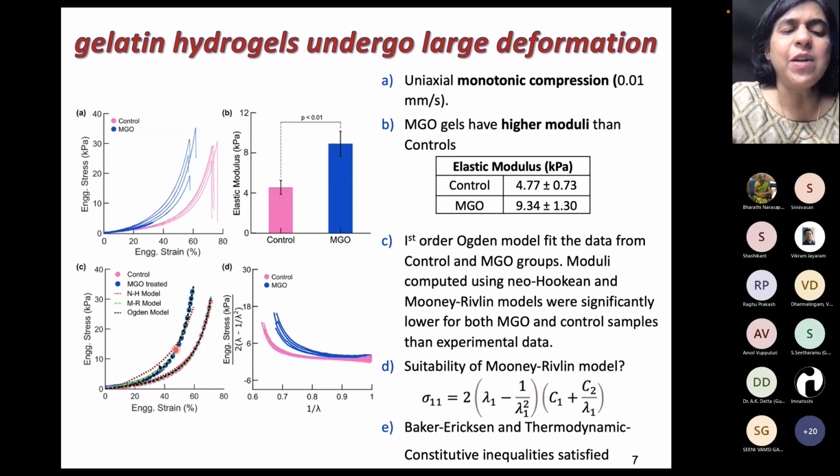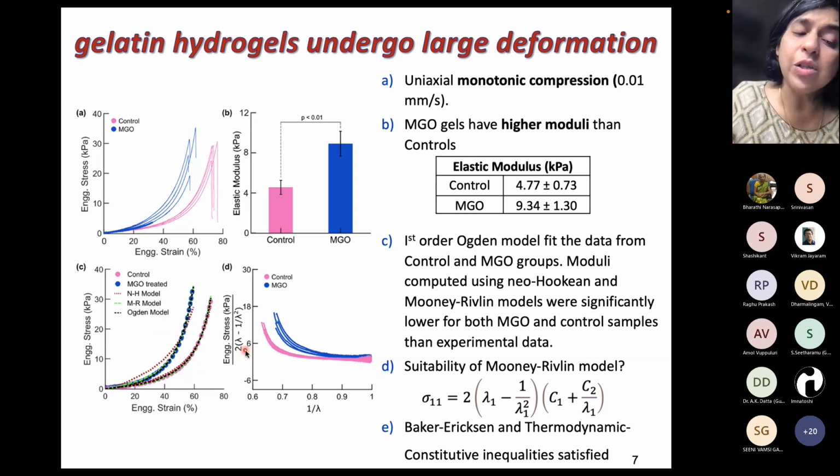What we next did was we tried to use some of the strain energy functions for nonlinear mechanics. Typically, we use a neo-Hookean model. We also use a Mooney-Rivlin model, which is called MR here, and a first-order Ogden model. And the first-order Ogden model seems to have the best fit as compared to the neo-Hookean, which is shown in this dotted line, which actually doesn't do very well for highly cross-linked gels.